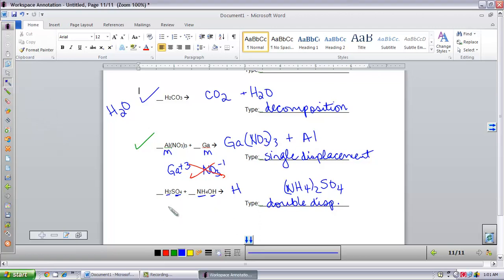All right, let's do the other one. I have hydrogen, which has a +1 charge, and hydroxide, which has a -1 charge. What do we know about HOH? We call it water.